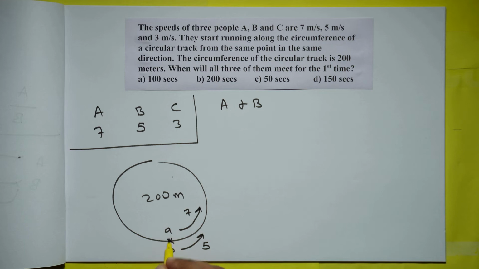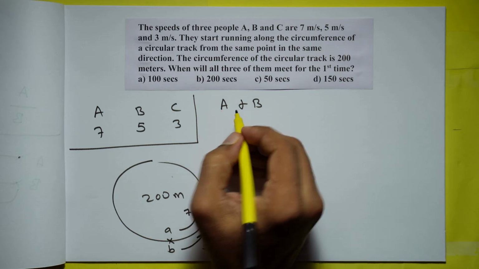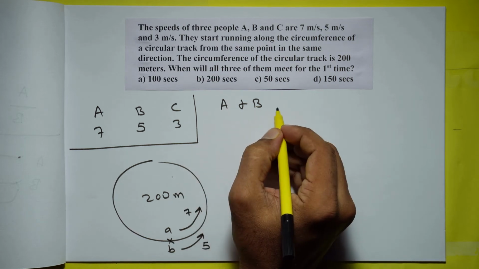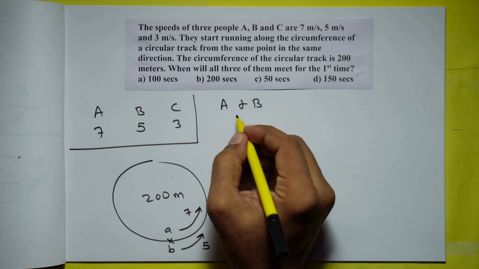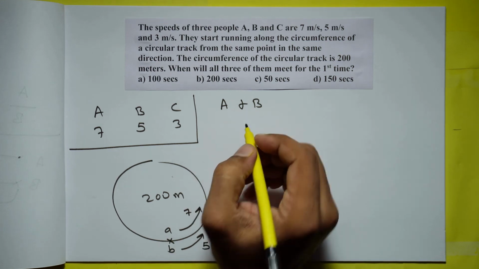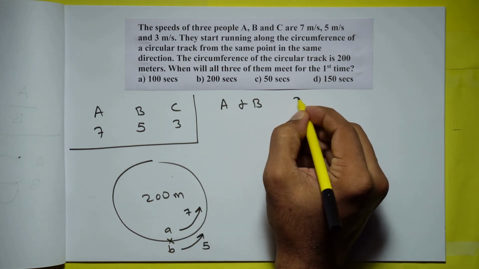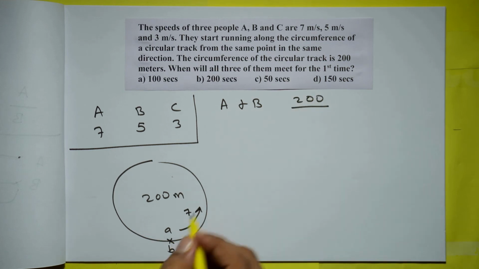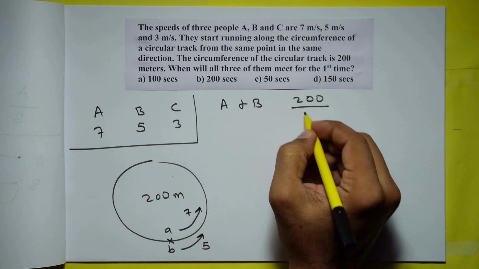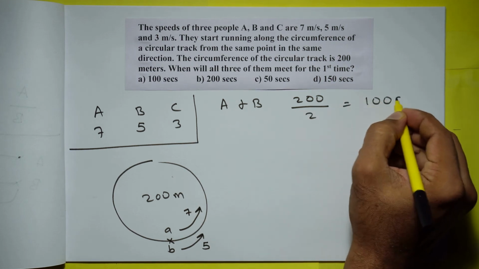Now when will A overtake B? A will overtake B when A is ahead of B by 1 full round. When A is ahead of B by 1 full round, A will overtake B from behind, and that will be the first meeting point. So rather than asking when will A and B meet, I can also ask when will A overtake B, because that overtaking will be the first meeting point. So we'll find out the time required. That is, A should be ahead of B by 1 full round, that is distance is 200 meters, divided by relative velocity 7 minus 5, 2. So time required is 100 seconds.